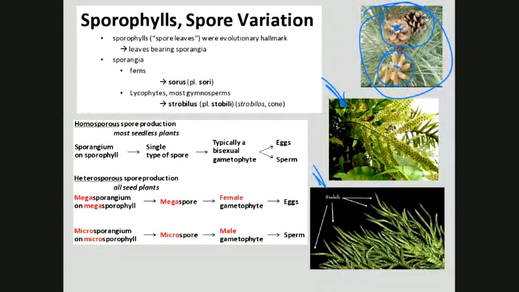Now, in seed plants, okay? So now we're talking about pine trees, flowering plants. Most of the plants you're familiar with, they have what we call heterospores. Heterosporous. Heterospores means there are two different types of spores. So, in keeping with the size thing, I tried to highlight in red the megasporangium on a megasporophyll.